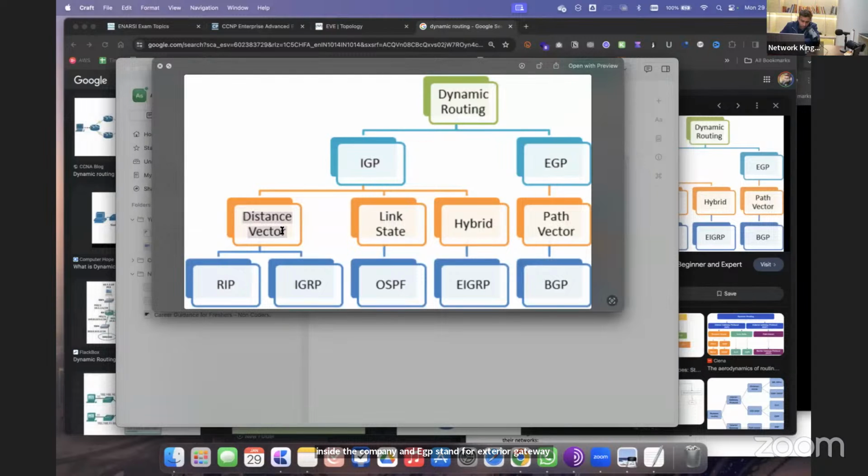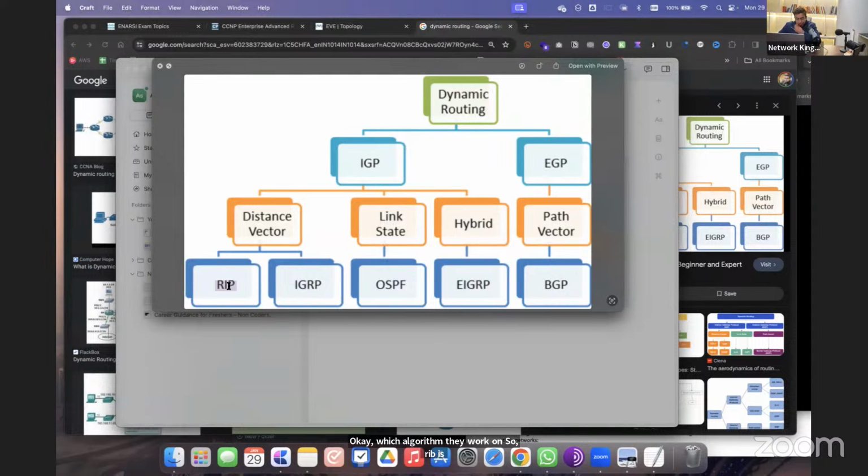Okay, and these are also like algorithms: distance vector algorithms, link state algorithms, and there is a hybrid which is like EIGRP only, and path vector algorithm. Okay, which algorithm they work on. So RIP is actually a very old one. Okay, still if you want, you can learn that.